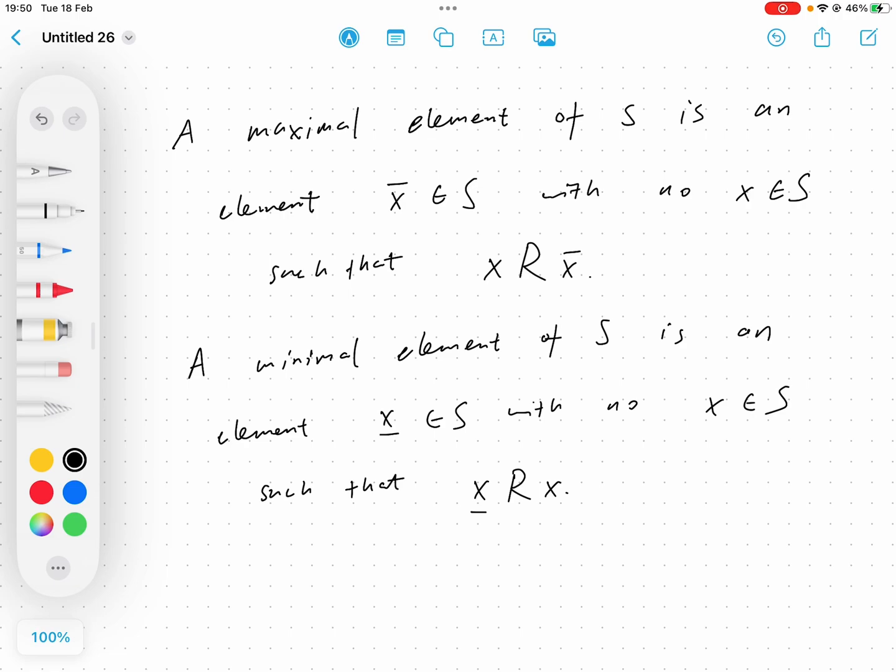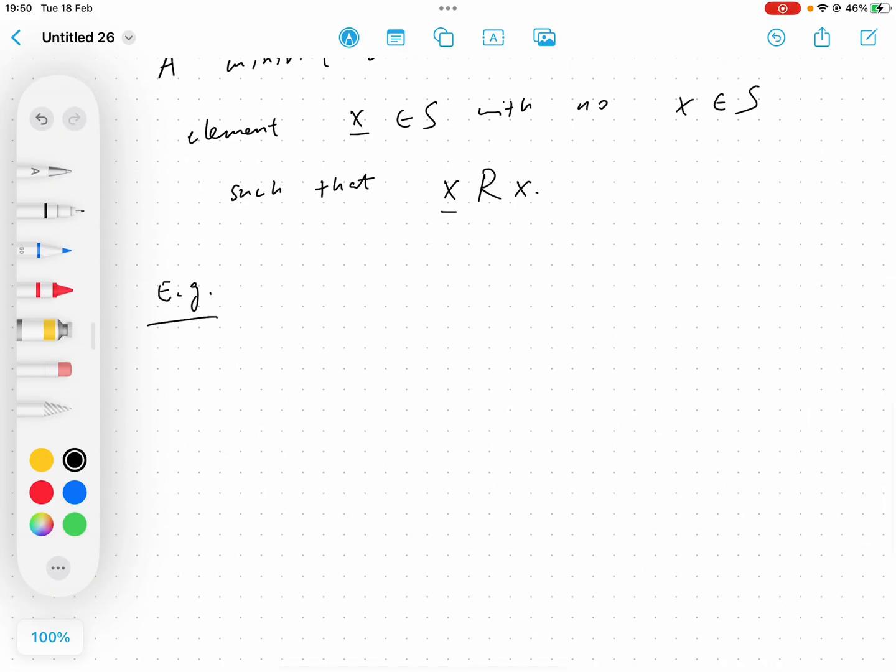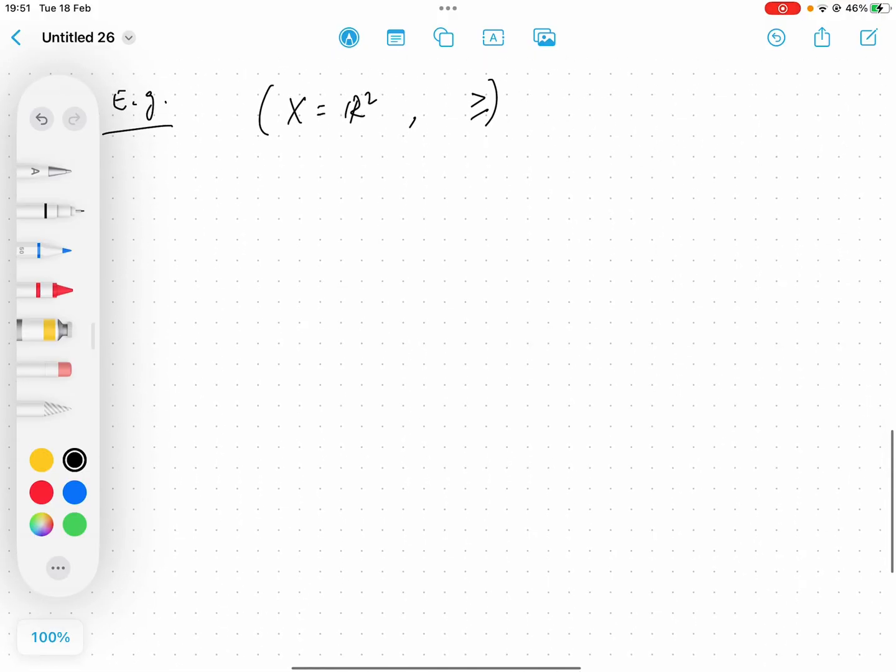So what do we mean by this definition for the maximal and minimal? Let's have a little picture. Let's suppose we have this X to be R2, and we're going to use the greater than or equal sign as our binary relation R. So this is our partially ordered set. Don't get confused by those two: this is the binary relation, and this is the Euclidean space R2.